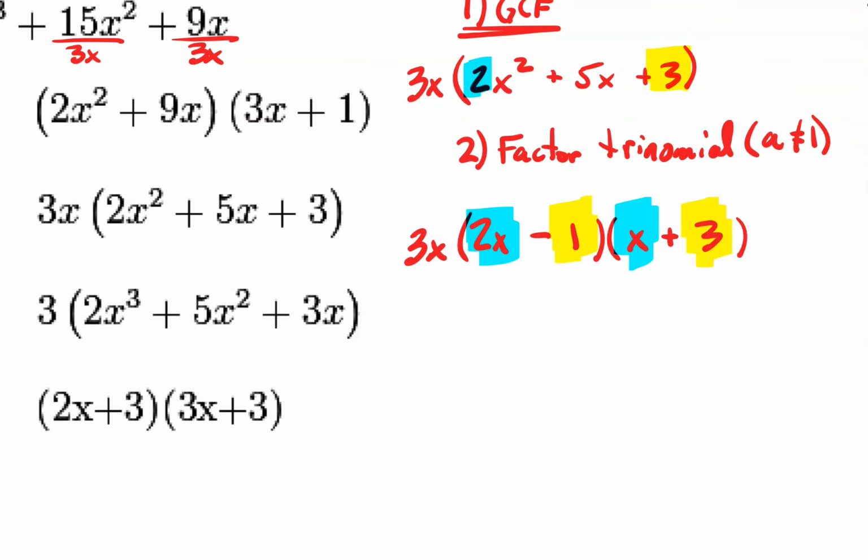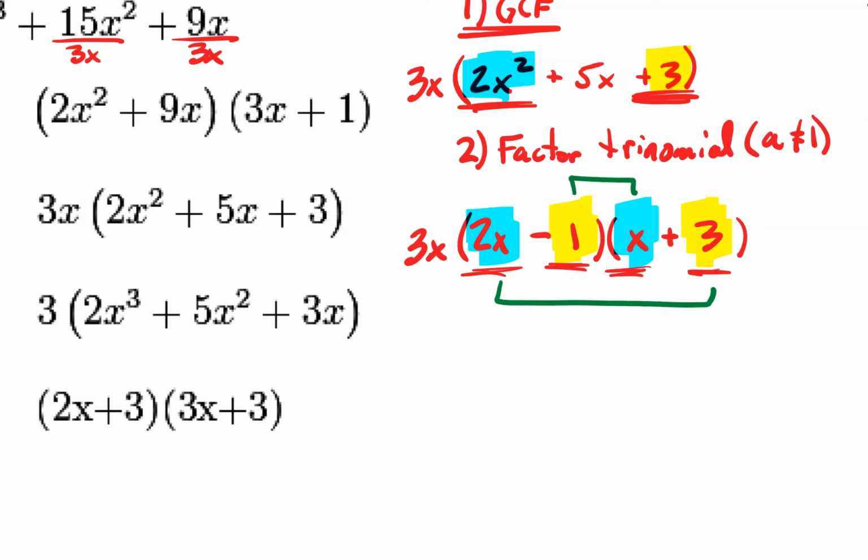I'm trying to use color coding here so that you can see the connections, but since this is a standard trinomial with a not equal to 1, I'm looking for two factors that multiply to make 2x squared. Well, I've settled on 2x and x, those that are highlighted in blue. I'm looking for two numbers that multiply to make 3. I've included them in yellow here, 1 and 3. And in this orientation, it looks like we might be able to FOIL back together to make 5x. I think we've got a 2x times 3, which makes 6x on the outside, a 1 times x on the inside. Well, if I had a positive 6x take away 1x, that would have gotten me back to 5x.